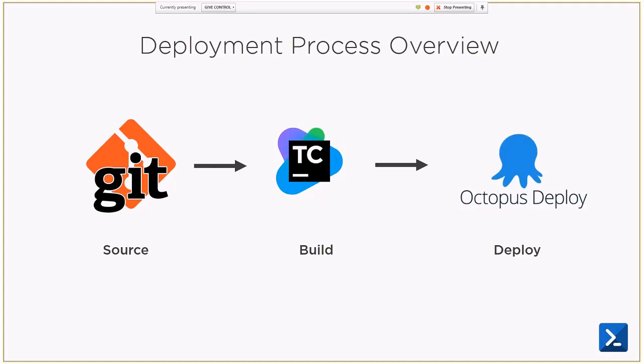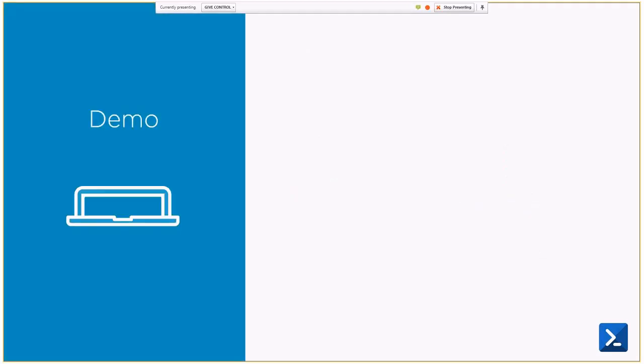So at the point TeamCity builds an artifact, it then pushes it to Octopus, triggers a release to deploy, and then goes ahead and provisions the app pool and then deploys the web code. So that's the high-level process that we came up with, and now we'll just dive into some demos.